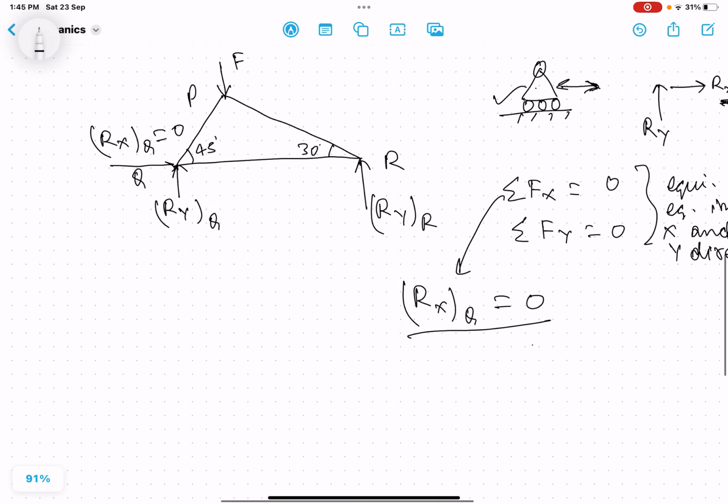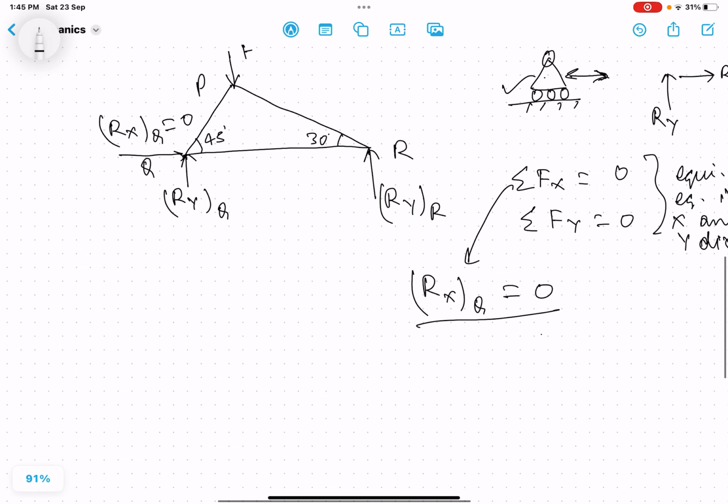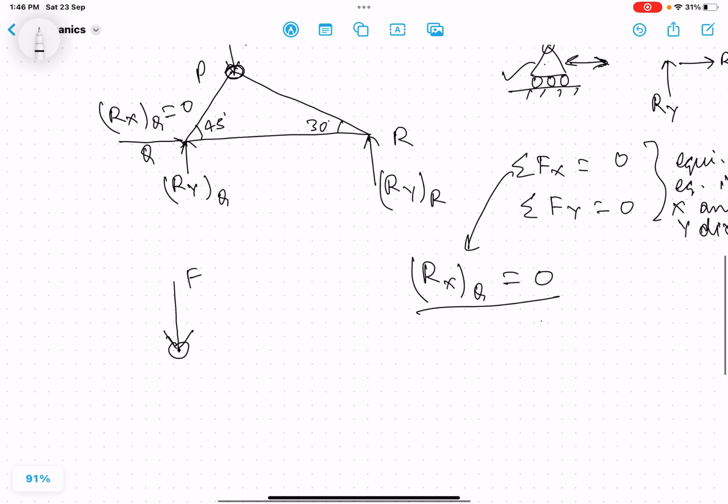Now we will move to point P here. This is point P, and here three forces are applied. One is the external force, this one is F, and the other forces are this one, F of PQ, and this one, F of PR.